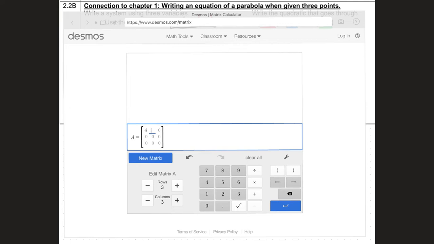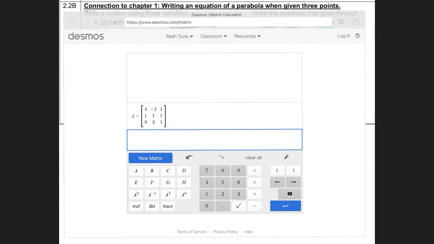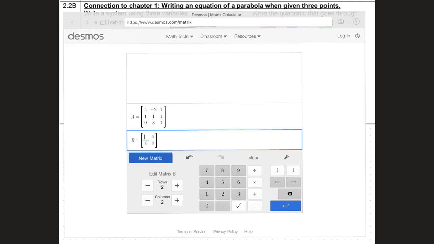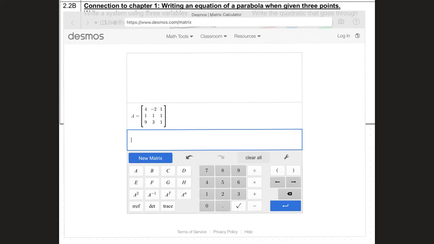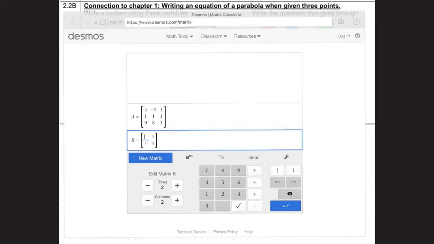And in that was 4, negative 2, 1, 1, 1, 1, 9, 3, 1. And I'm going to hit enter. That's the return here. I have a new matrix. The other matrix was B. That's what we're solving for. And it equaled my coefficient matrix. It's just going to assign it. Actually, let's see if we can change the name. Let's clear that. Let's go C. No, it's just going to automatically do new matrix. We can just input this as C. Can we change that? It's not letting us change it.